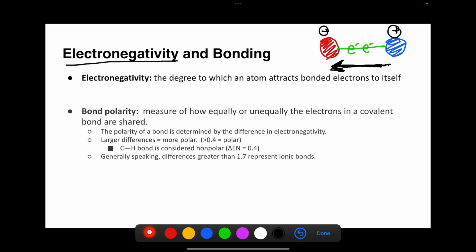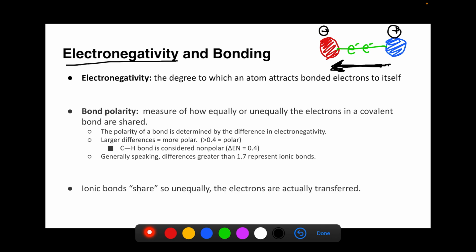Generally speaking, if you get to an electronegativity difference greater than about 1.7, then your sharing becomes so unequal that it's not even a covalent bond anymore. It's actually an ionic bond. Ionic bonds share so unequally that the electrons are actually transferred from one atom to another rather than shared.